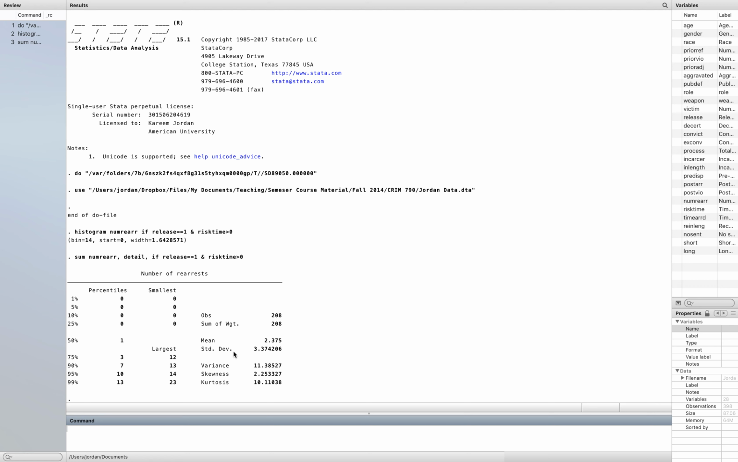So what we really care about is over here. You see there's 208 once we looked at the subset. The mean is 2.375, and the variance equals 11.38527. The variance is much more than the mean of 2.375. So a Poisson regression would not be the appropriate statistic to use.